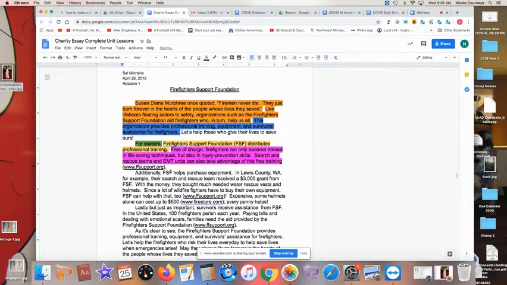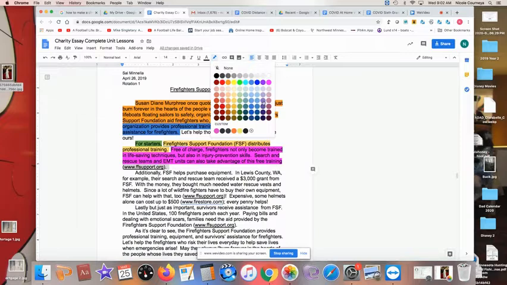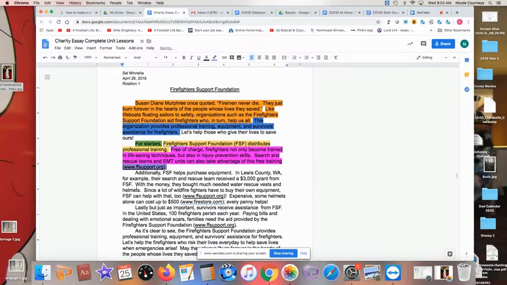Okay, now what did we call this part? Yeah, we called it our citation, or sometimes we might call it our source. They both mean the same thing, and we use the color purple. Okay, so next paragraph, watch for those same colors.